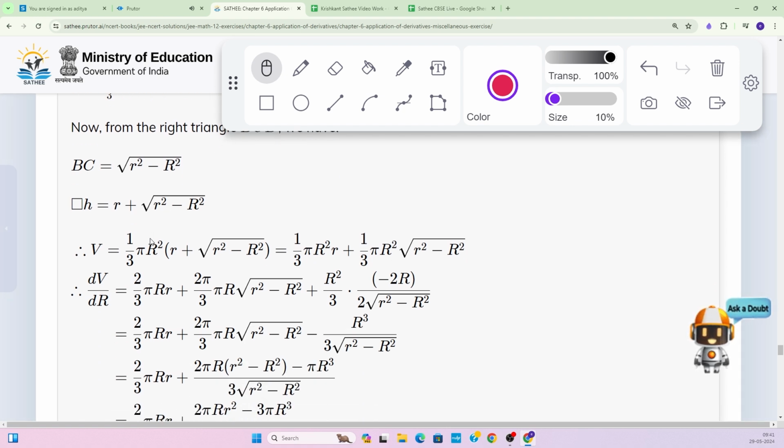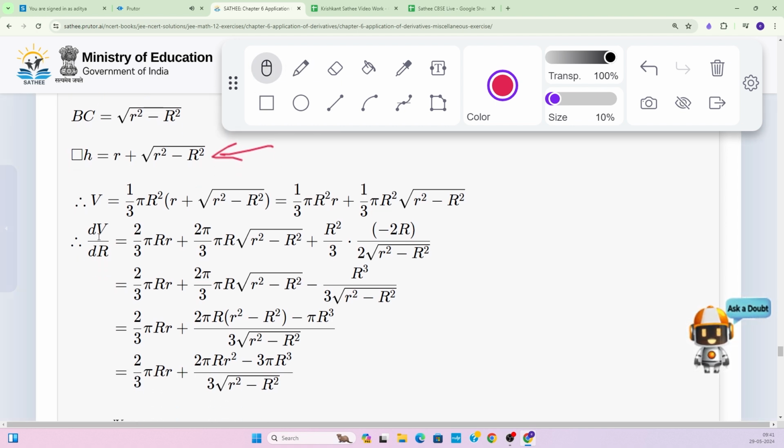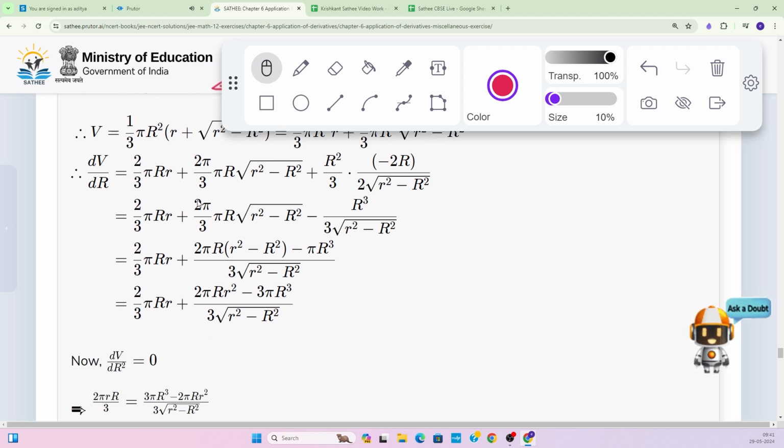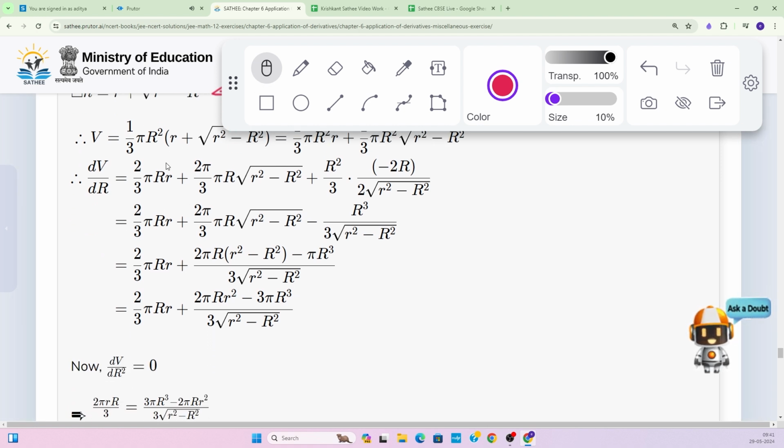Now volume will be 1 by 3 pi r square h. H we can easily replace by this, so you will have this as your expression. Find the derivative with respect to capital R. You will have this as your expression. Please be careful with these derivatives. It is already written over here, so please verify it.